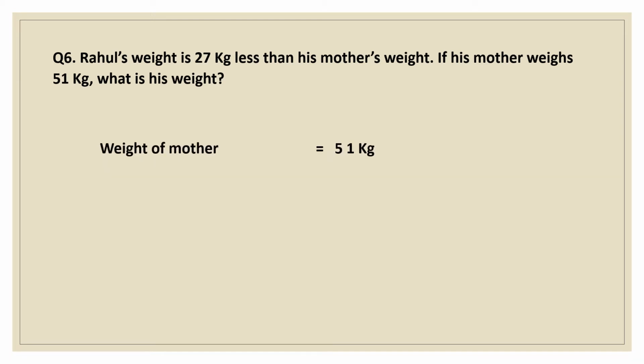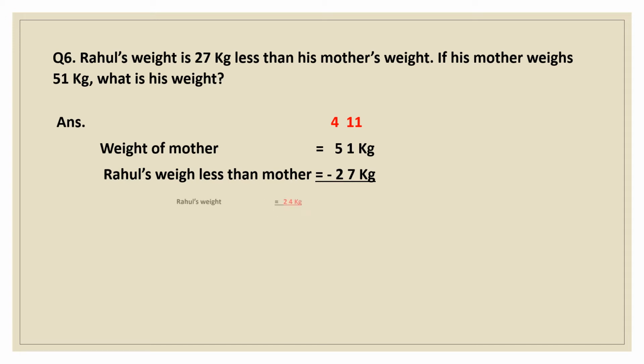So first you will write the weight of mother, that is 51 kg. Then you will write Rahul's weight less than mother, that is 27 kg. So children, subtract. From 1 you cannot subtract 7, so borrow 1 from the 5. It will become 11. 11 minus 7 is 4 and 5 is reduced to 4. 4 minus 2 is 2. So Rahul's weight is 24 kilograms.